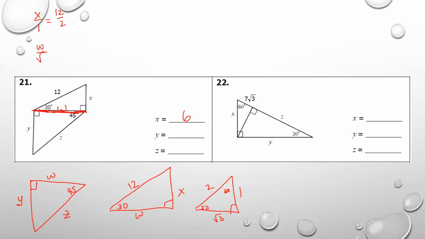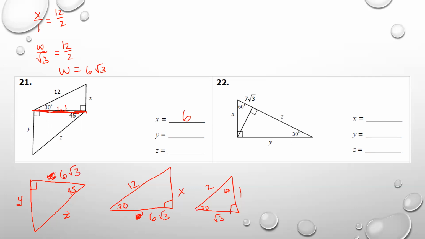W corresponds to root 3, and 12 corresponds to 2. So you could cross multiply, or you could just simplify 12 over 2 as 6, and then multiply both sides by root 3. Either way you do it, you should get 6 root 3. All right, so this is 6 root 3, which means this leg is 6 root 3.